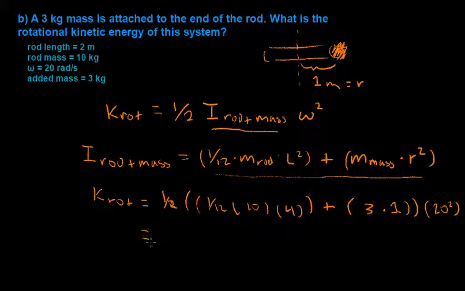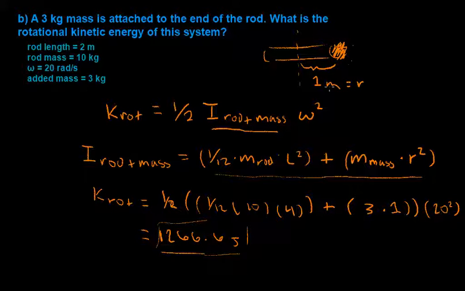Once again, all we have to do is plug this entire thing into our calculator. What we end up with should be a bigger number than what we got last time, because our moment of inertia ended up getting added onto. So what we actually end up with is 1,266.6 joules.